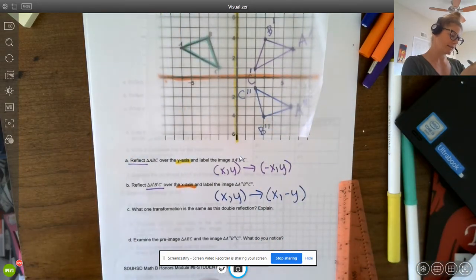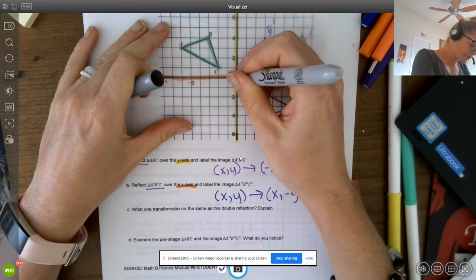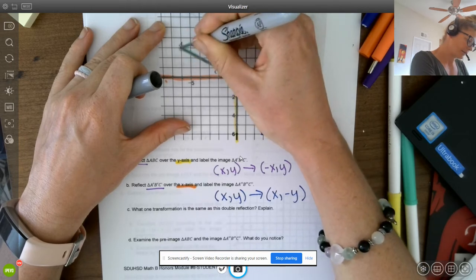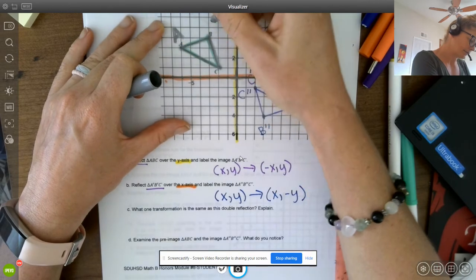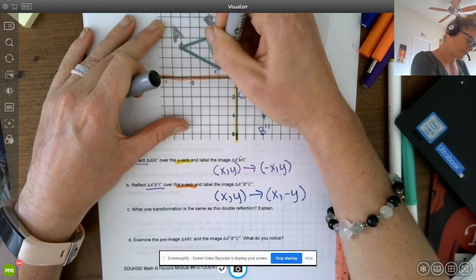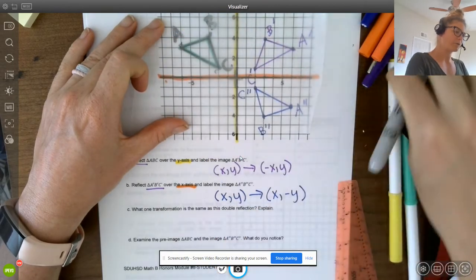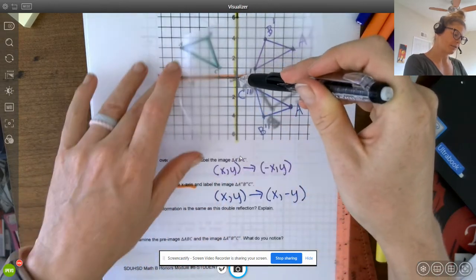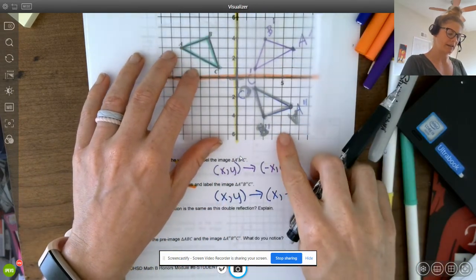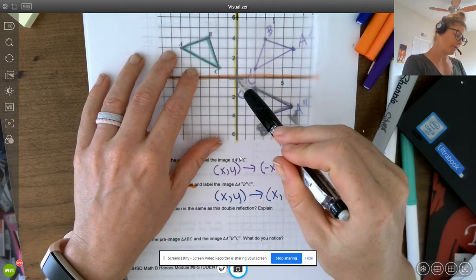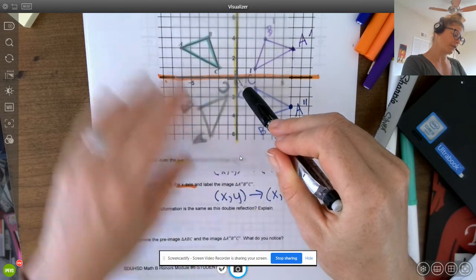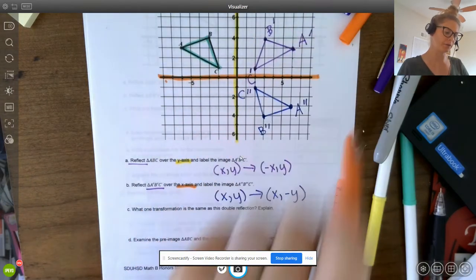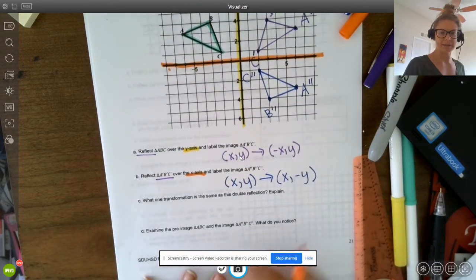So if I take the origin and I look at where A, B, and C are, and I rotate, let's look at clockwise, 90 degrees, 180 degrees. Notice I end up exactly on my pre-image. And remember, since we're going 180 degrees, it doesn't matter if we go clockwise or counterclockwise, because halfway around the circle is still going to be halfway around the circle. So what one transformation is the same as this double reflection?